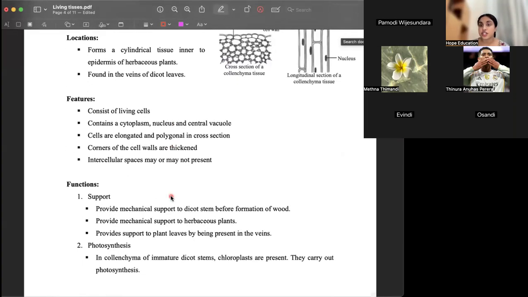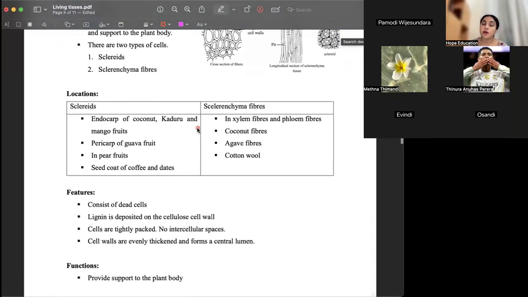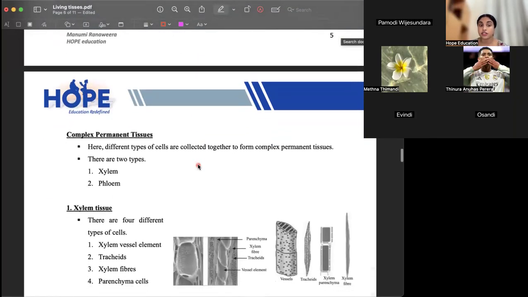About the locations, features, and functions. Then sclerenchyma, also the same thing. We learned something special, that they are dead, right? They have lignin, so they are dead. So we learned about, again, the locations, features, and functions.